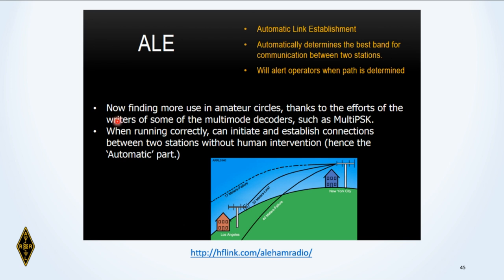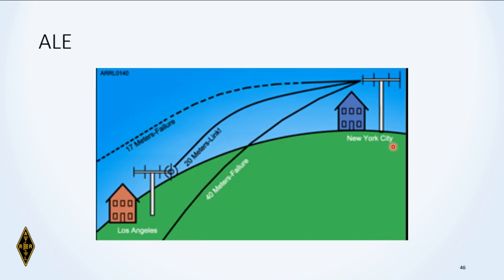And I'll read this, it's kind of small. Now finding more use, talking about ALE, now finding more use in amateur circles, thanks to the efforts of the writers of some multi-mode decoders, such as multi-PSK. When running correctly, it can initiate and establish connections between two stations without human intervention, hence the automatic part. I blew up this picture a little bit.